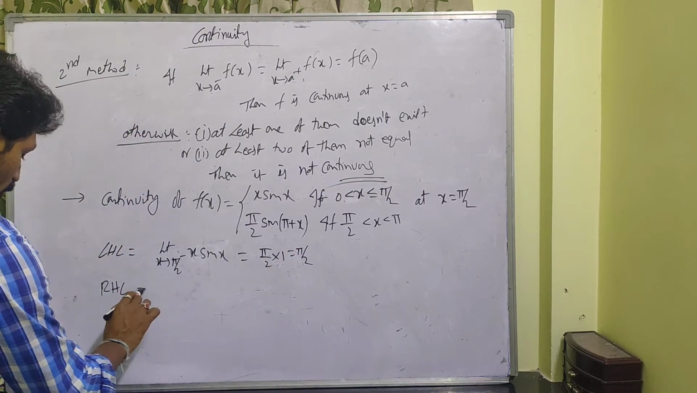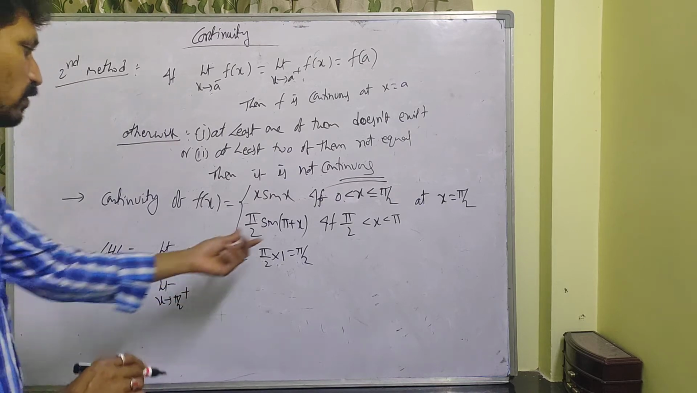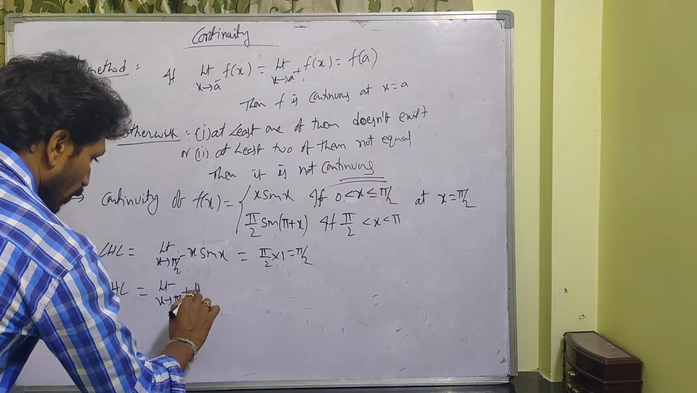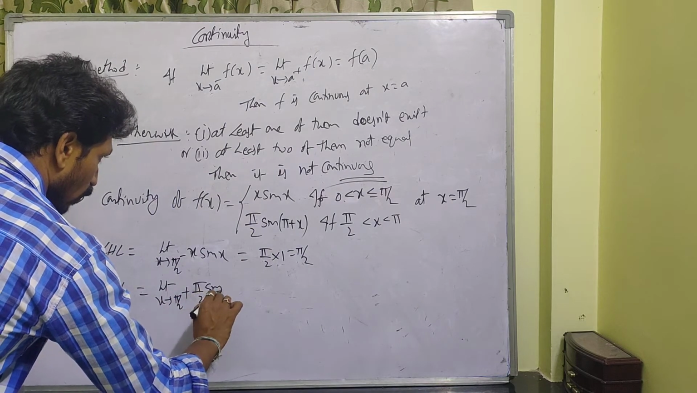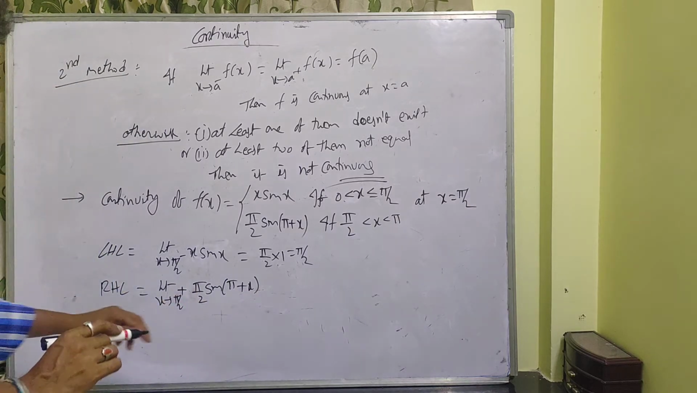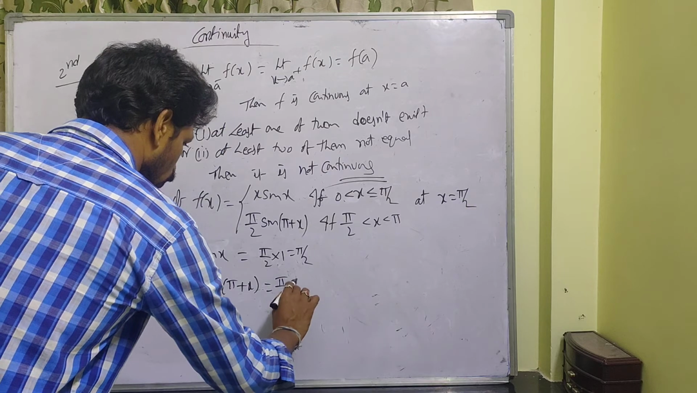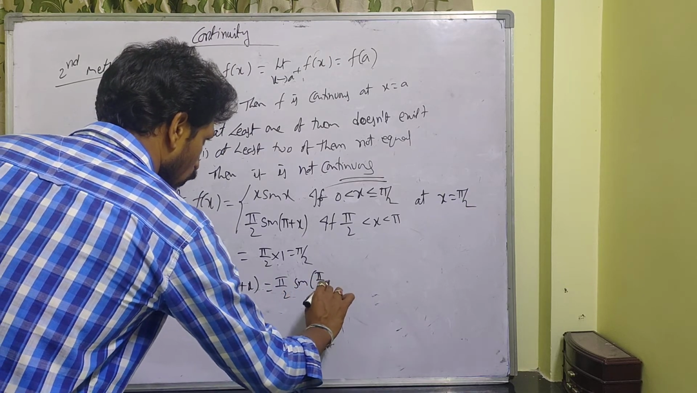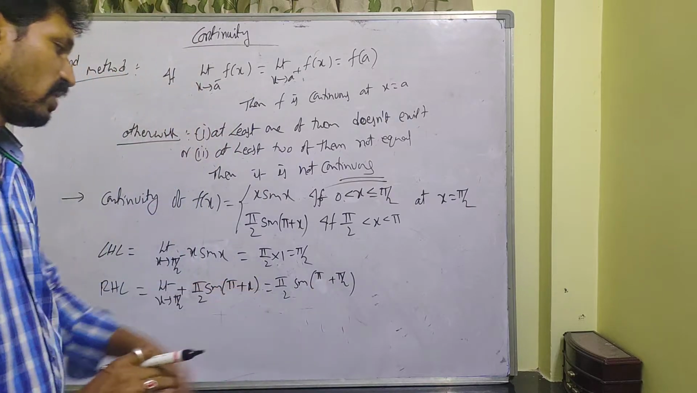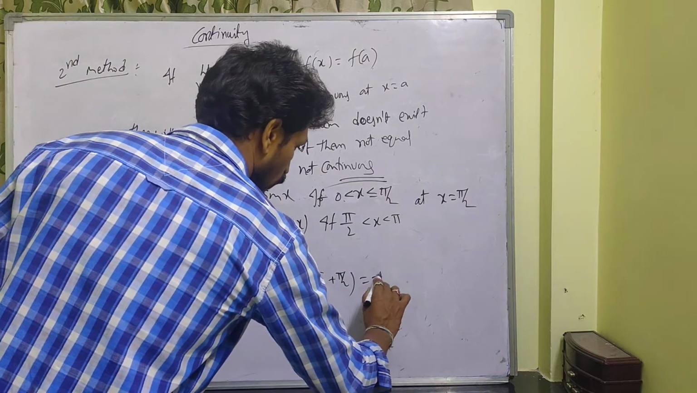Right hand limit, what does it become? Limit x tends to 5 by 2 plus f of x. What is f of x here? 5 by 2 plus means more than 5 by 2. So x into sine of 5 plus x is the function. Substitute here, what you get? 5 by 2 into sine of 5 by 2 plus 5 by 2, that is 5 plus 5 by 2, that is 3 into 5 by 2. Sin 3 into 5 by 2 value is minus 1. So this becomes minus 5 by 2.